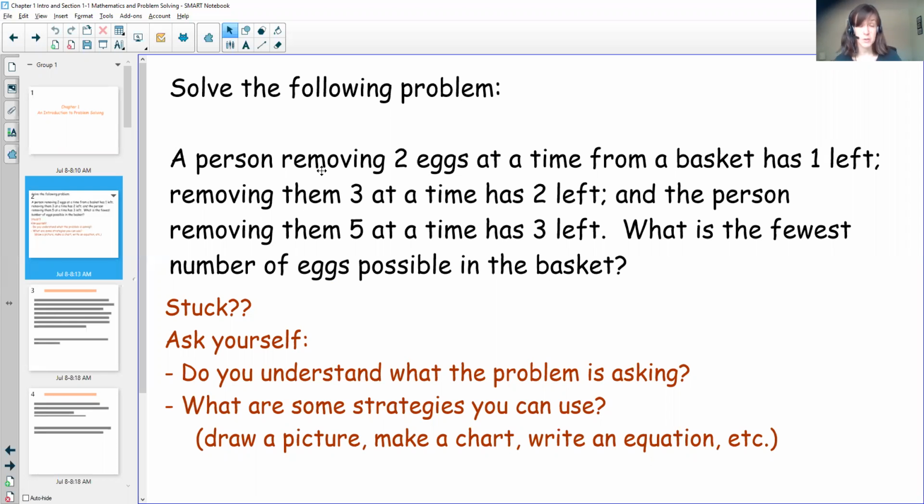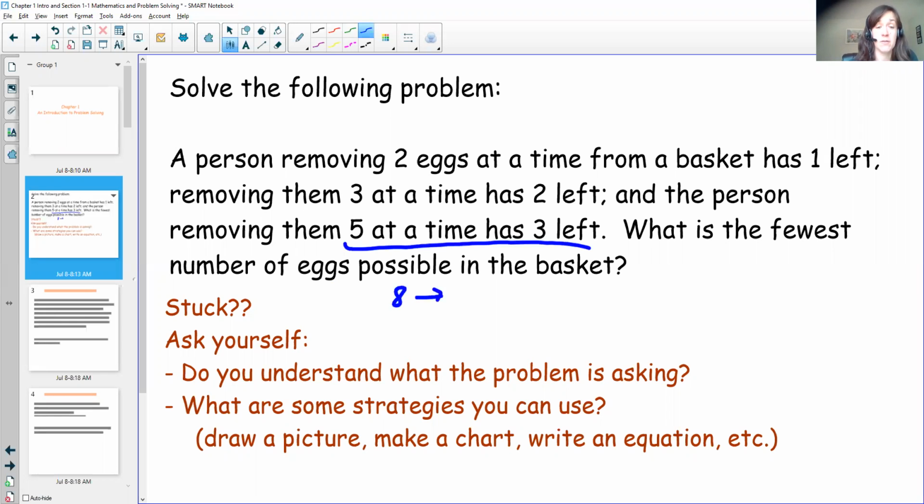Okay, so hopefully you took a minute to try it. Let's see how this goes. I'm going to move my screen a little bit and get my pen. I'm going to start here at the 5 because sometimes I want to start with the biggest number. It seems to make sense here. I have a basket of eggs. I'm going to take out 5 and I'm going to have 3 left. Well, 5 and 3 is 8, so maybe I'll start with 8, okay? If I have 8 eggs, I take out 5. I have 3 left. That's good.